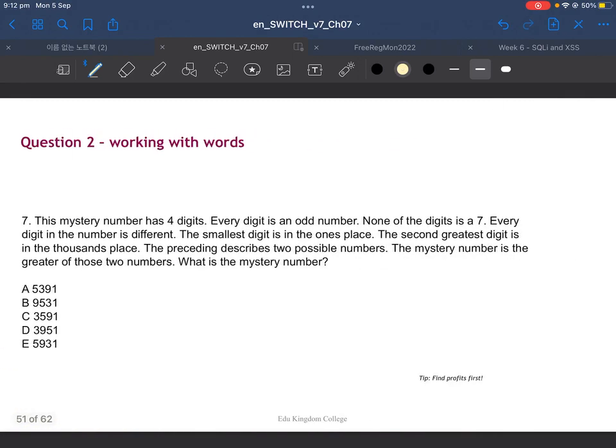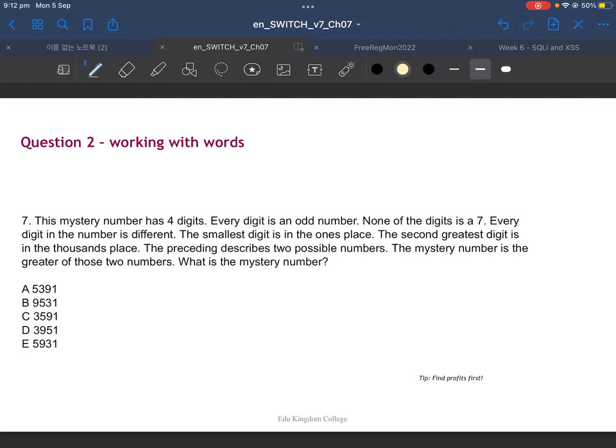All right. Next question. This mystery number has 4 digits. Okay, so we have some number that we don't know. Every digit is an odd number. None of the digits is a 7. Every digit in the number is different. Okay. The smallest digit is in the ones place. The second greatest digit is in the thousands place.